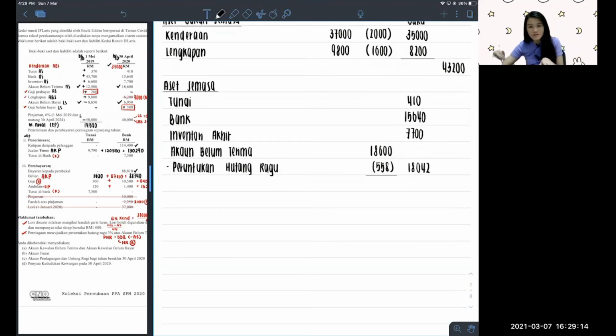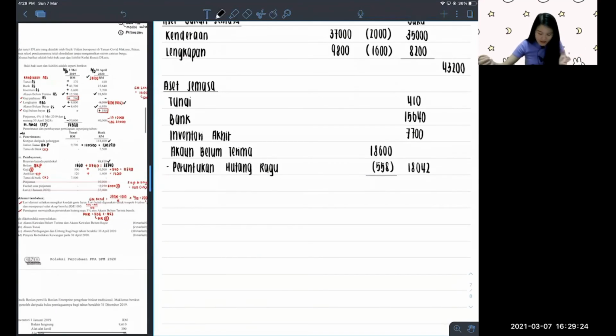Okay, so now, is there any more AS? Supposedly, based on the list, there's another gaji prabayar, but you look at the baki akhir, gaji prabayar got nothing on it. So therefore, we've got no other assets already. That is it. So you can jumlahkan now the 4 numbers.